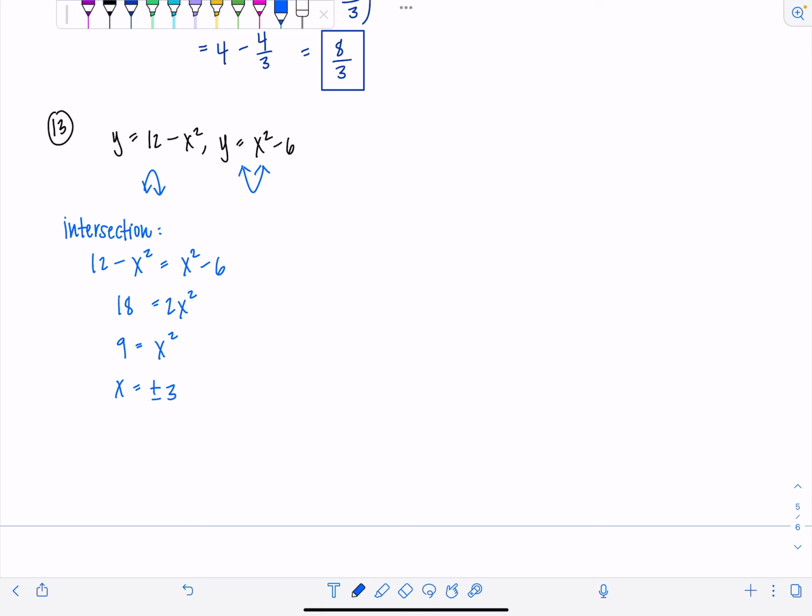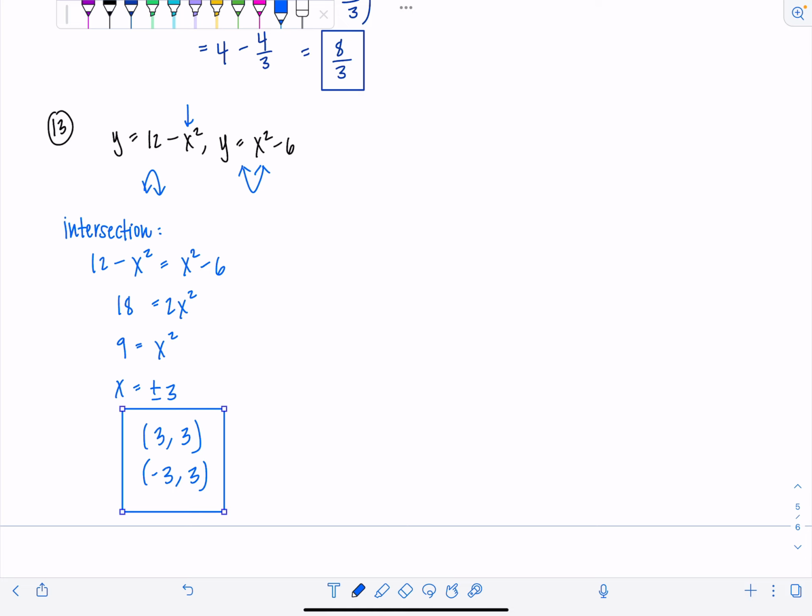And so if x is positive 3, I'm just going to plug it in here to figure out the y coordinate. 3 squared, that's 9. So (3, 3). And then if I had -3 for x, I'd get the same thing. So that's where they intersect: (3, 3) and (-3, 3).